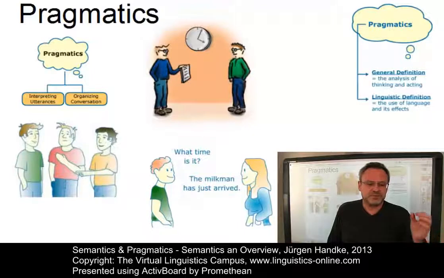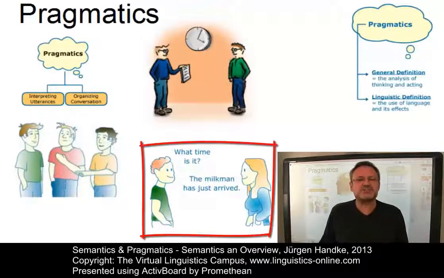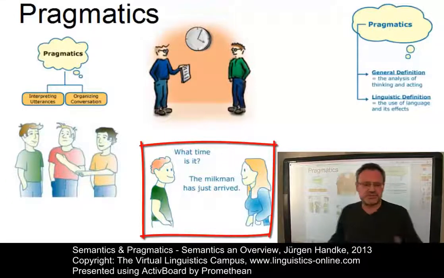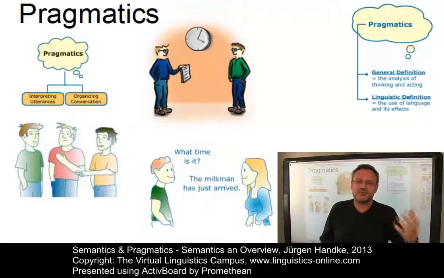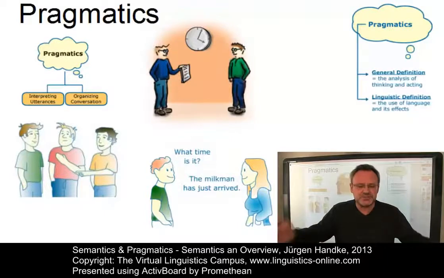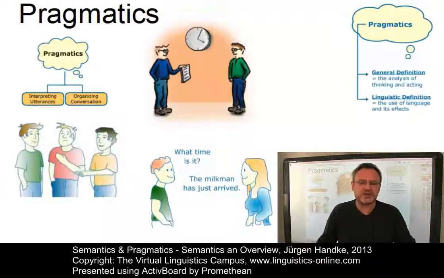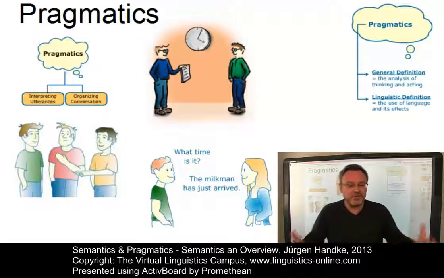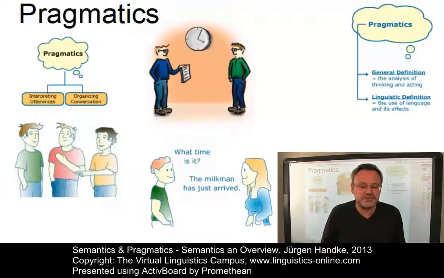Now, to understand the girl's answer in this dialogue, what time is it? The milkman has just arrived. You have to interpret the situation, the participants, the history of the interaction, and so on. And beyond your world knowledge, you have to have the ability to draw inferences, conclusions. For example, that it is 8 o'clock because the milkman generally arrives at around 8.